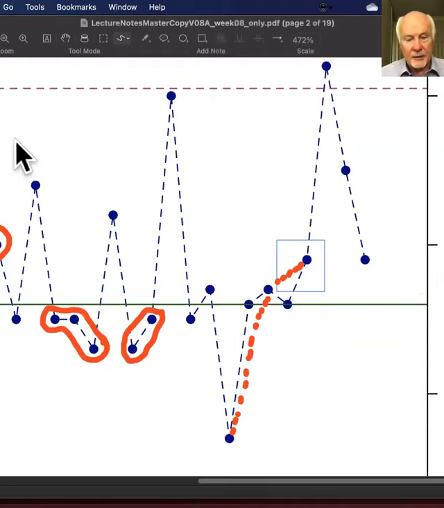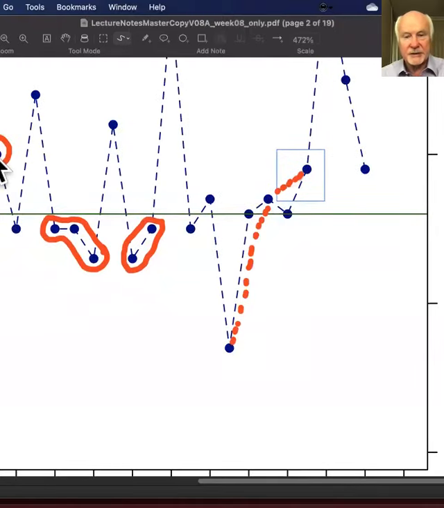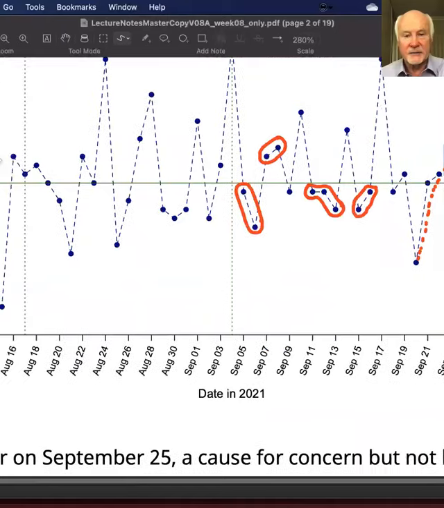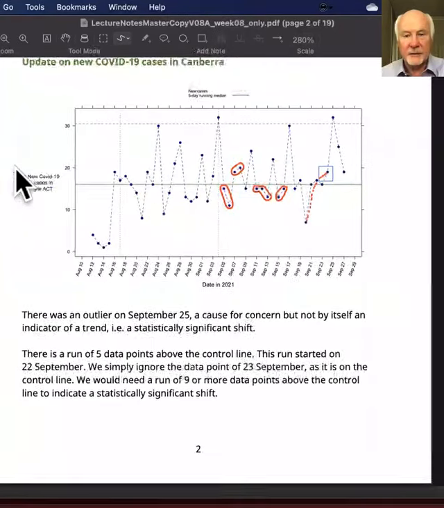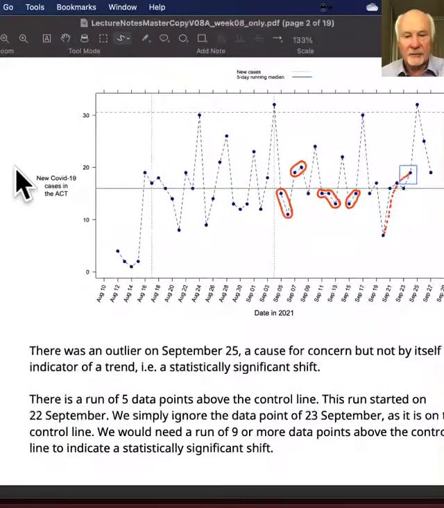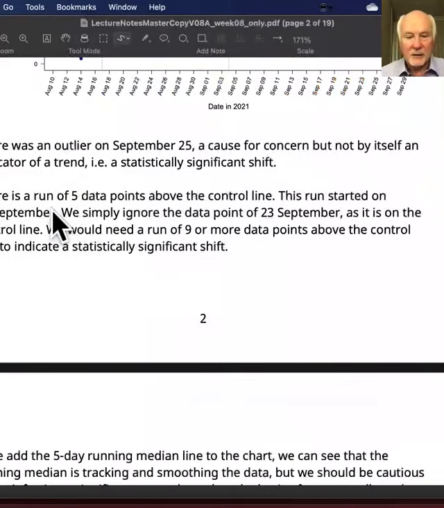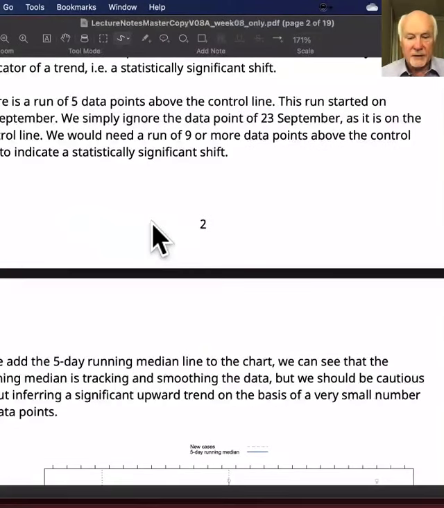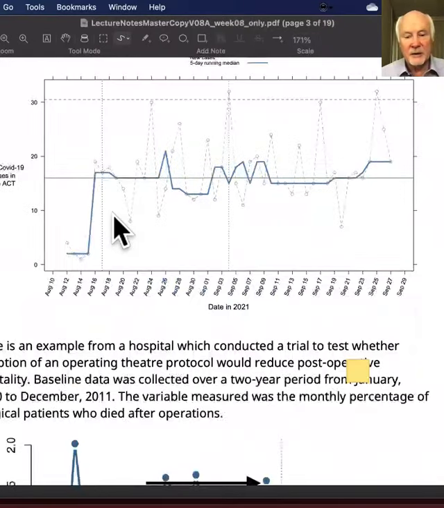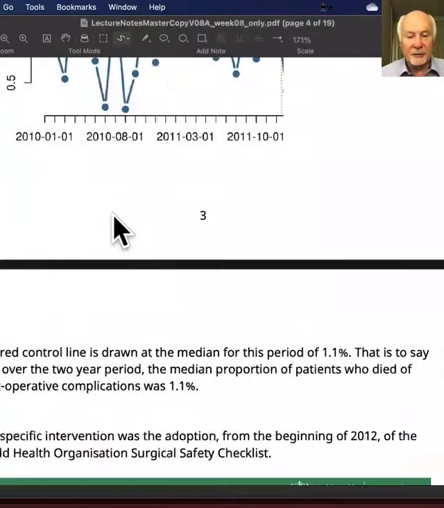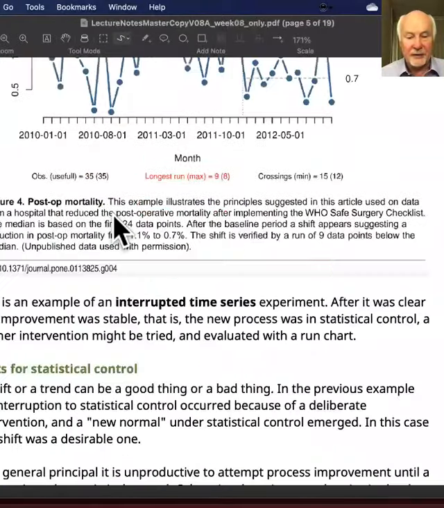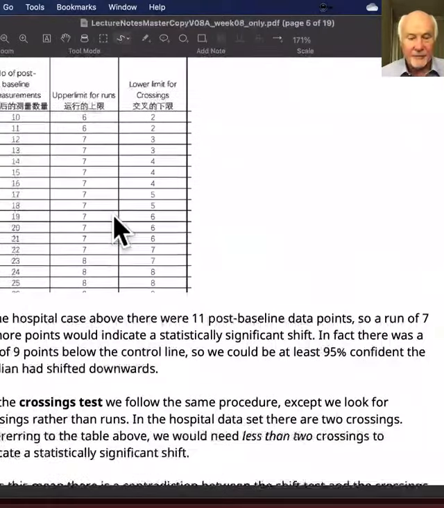The other test we do is called the crossing test. So let me just get ourselves back down again. Okay, so that's the run test. We get these numbers from a table, basically. I put a little extract from the table somewhere down here.